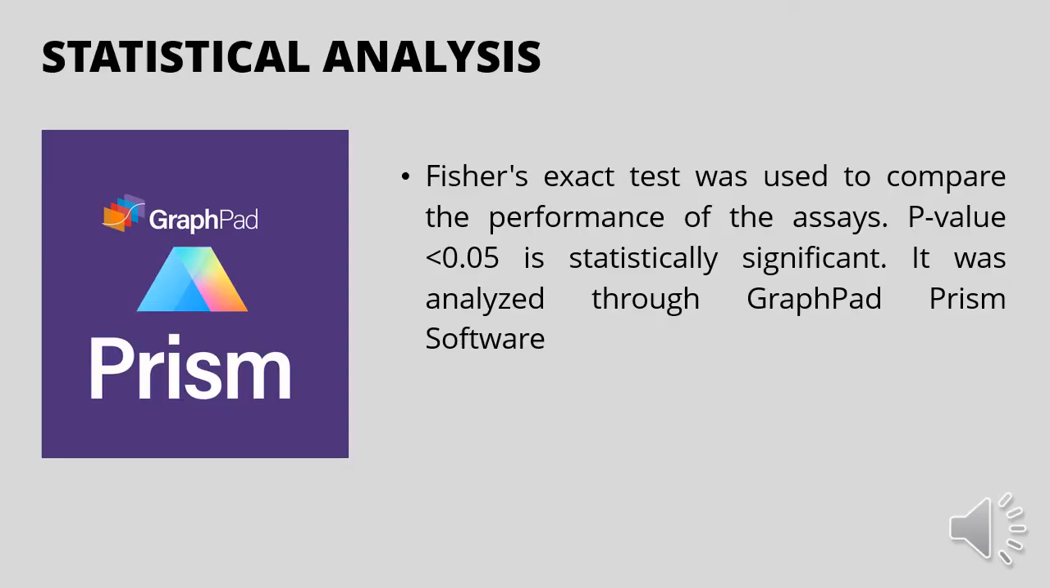In the statistical analysis part of the journal article, Fisher's exact test was the main tool used by the researchers in order to compute for the population who tested positive for RdRp2. Fisher's exact test is a statistical test used to determine if there are non-random associations between two categorical variables. Moreover, if the p-value is less than 0.05, then it is statistically significant. Additionally, it was analyzed through GraphPad software.